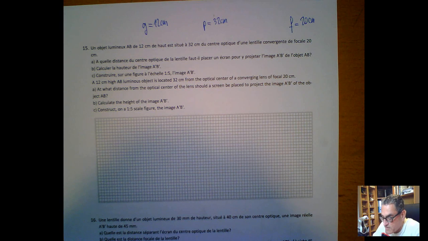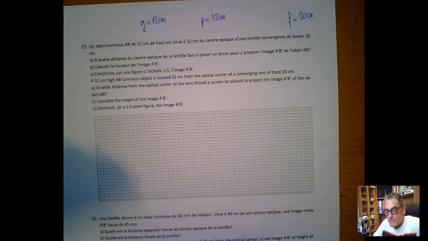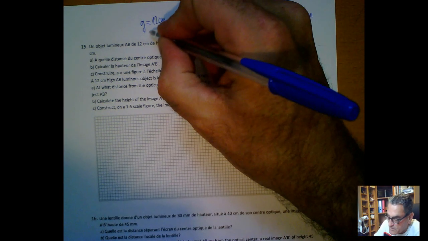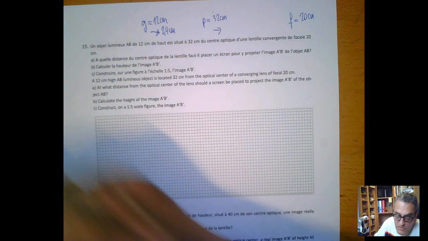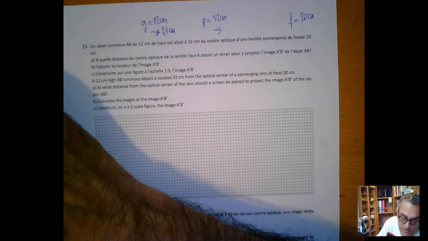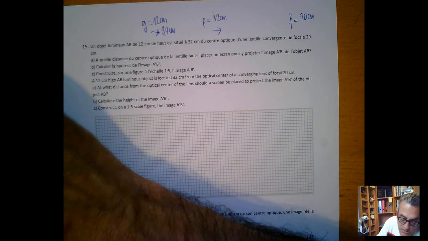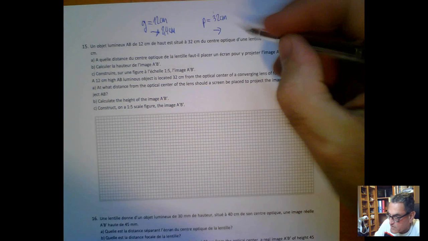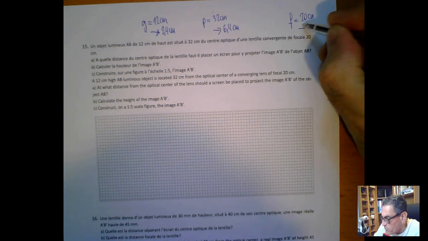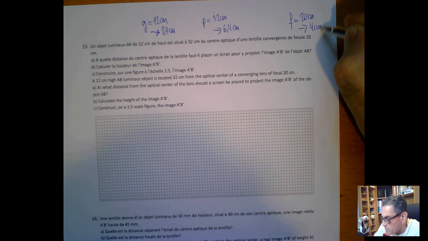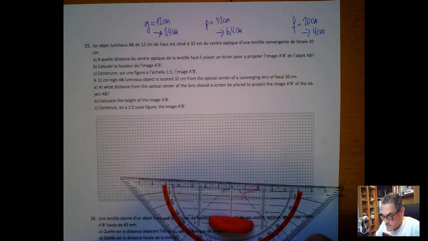What should we do? Let's divide by 5 maybe. Okay, if we divide by 5, 12 divided by 5, this is going to give us 2.4. 32 divided by 5, it's going to be 6.4 centimeters. And focal divided by 5 is going to be 4 centimeters. Okay, let's draw this system.